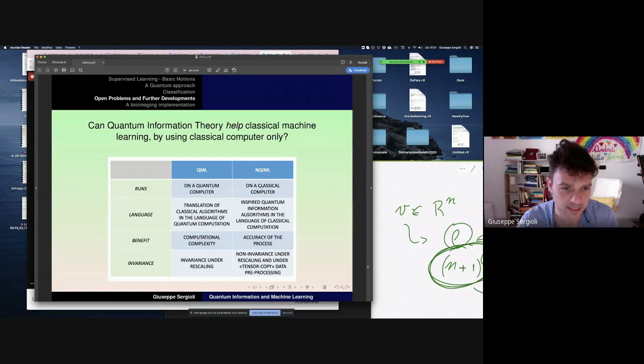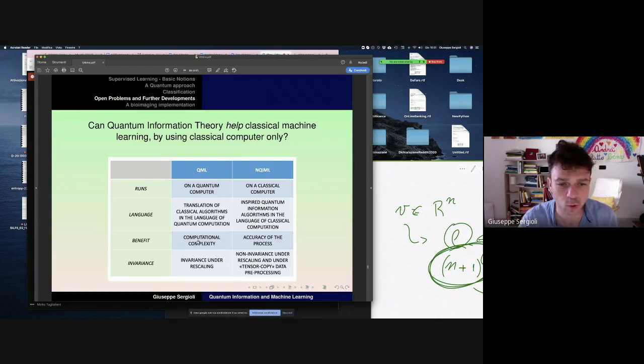The language of the first is the language of the quantum algorithm. The language of the second is the language of classical computation, basically. The benefit of the first is the quantum complexity. The benefit of the second is the accuracy of the process. But the point is to merge both in order to gain both benefits. Quantum machine learning is invariant under rescaling, of course. And the quantum-inspired learning, let's say, is non-invariant under rescaling and under tensor copying and preprocessing.